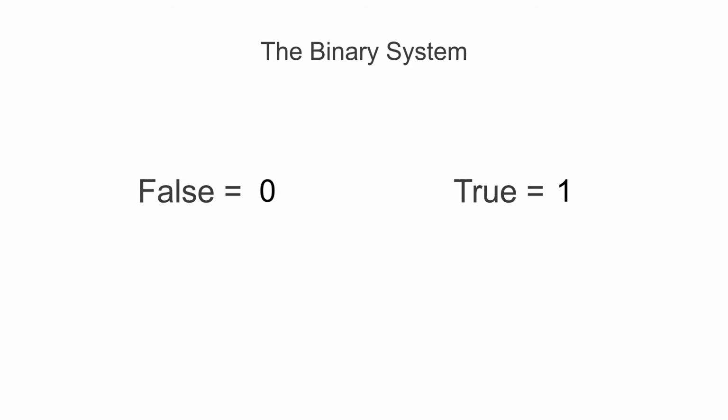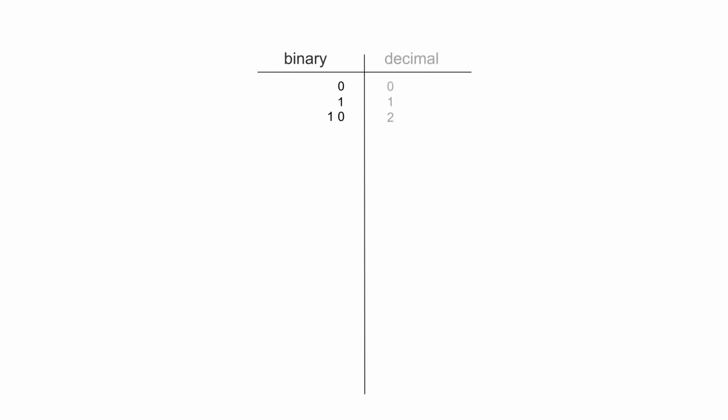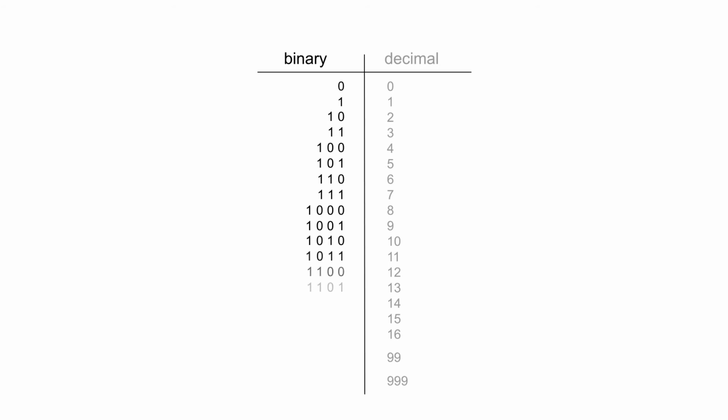Counting in the binary system works lexicographically with the digits 0 and 1. After the 0 and the 1, there are no further digits, so the first two-digit binary number is 10, which corresponds to 2 in the decimal system. As there are only 2 digits available per place, binary numbers grow much more quickly in length than decimal numbers.